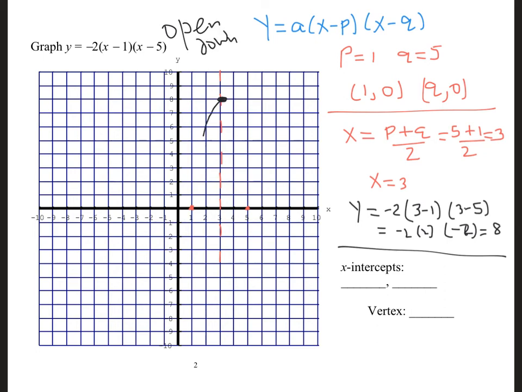All I'm going to do is connect the points. I could get more points to be more accurate, but this is sufficient for right now. I could get some other points in between to make it smoother. So let me write the intercepts here. The x-intercepts are (1, 0) and (5, 0), and the vertex is (3, 8).